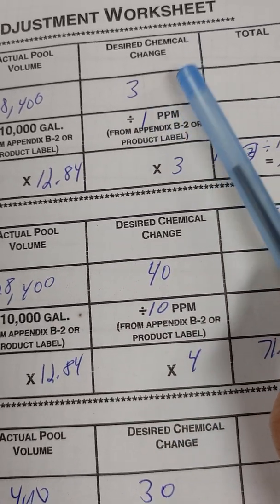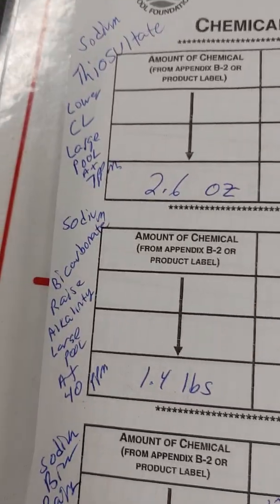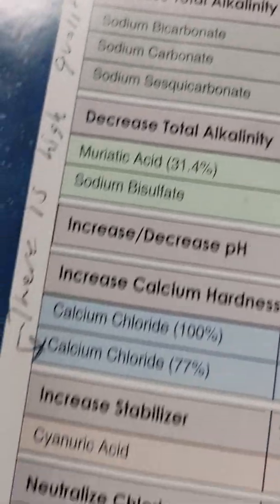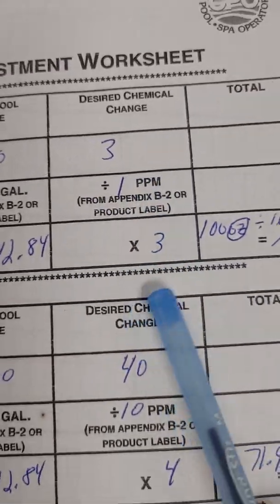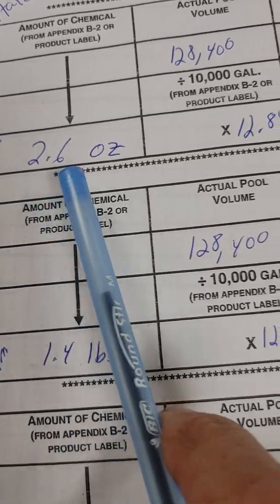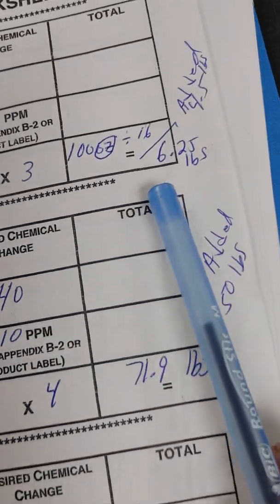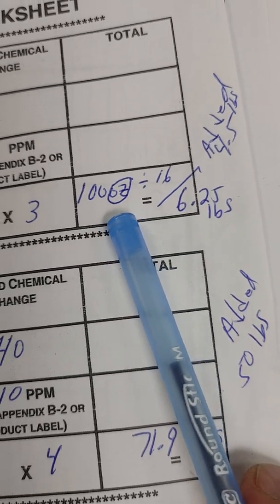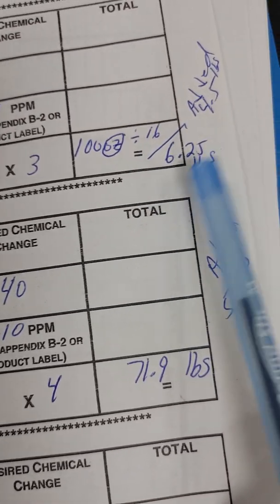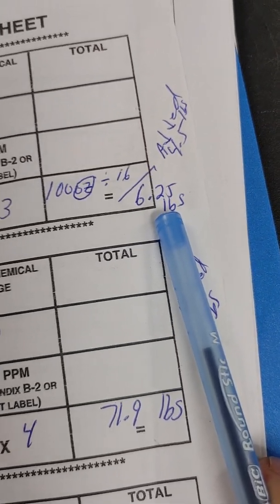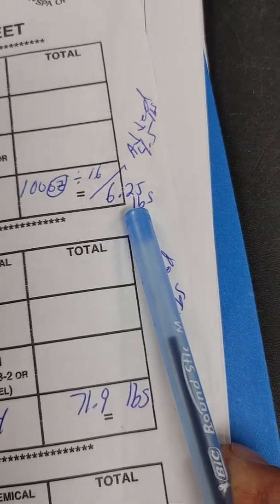The change is, back then I was trying to lower it by 3 because it was up to 7. I was trying to get it below 5. So I said, okay, 3 desired change. It's 1 part per million for that change. Once again, you're looking over here, sodium thiosulfate, 1 part per million is 2.6 ounces. I'm trying to do a 1 point change at a time. So divided by 1, it equals 3. You times that out, 2.6 times 12.84 times 3 equaled 100 ounces. I divided it by 16 to get how many pounds that is, because I need to switch to pounds on this one because it's a powder. So I got to do pounds, and that's how that worked.